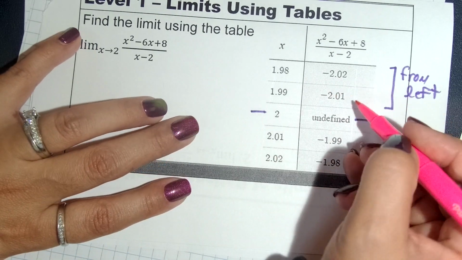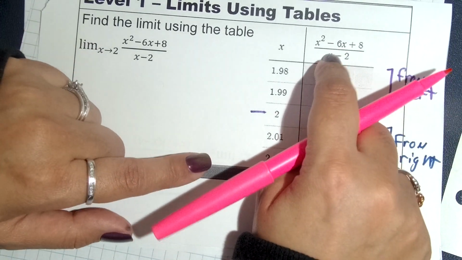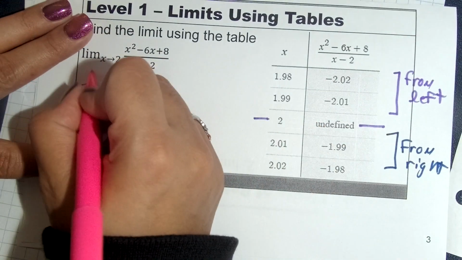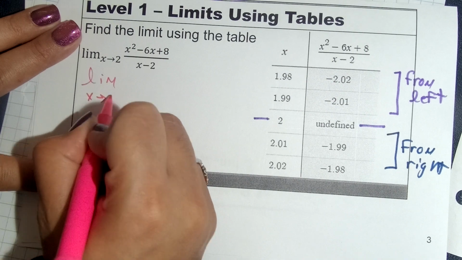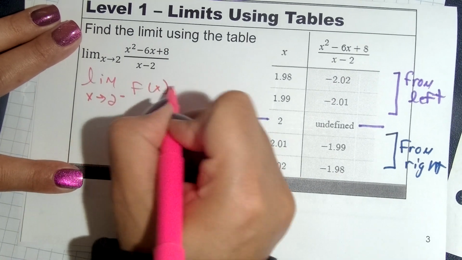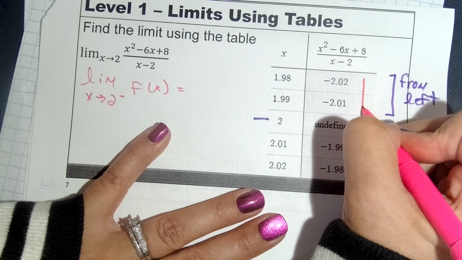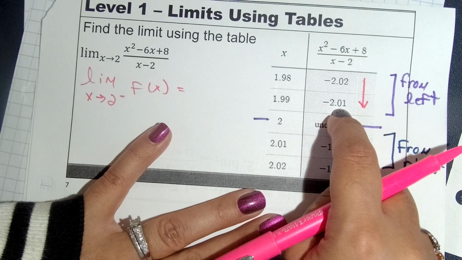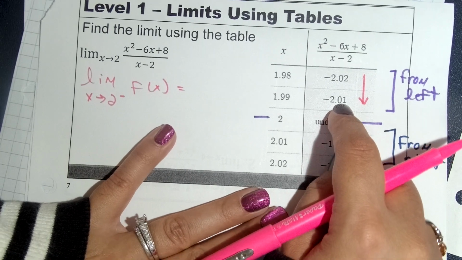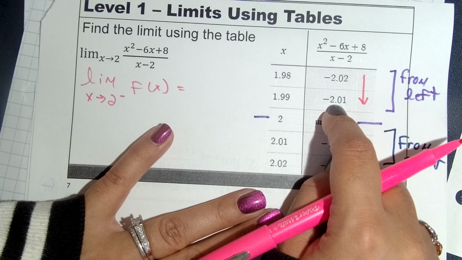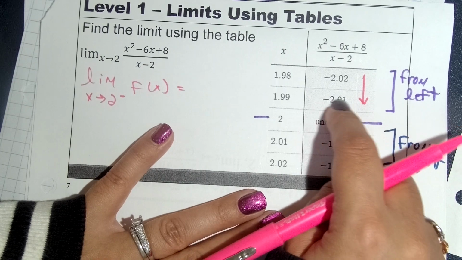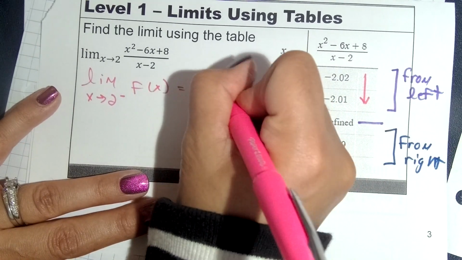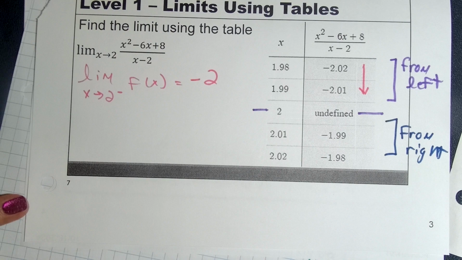So what you want to do is look at the y values to find the answer. We need the limit as x approaches 2 from the left of f of x. So if I go down here, what is this getting closer and closer to? What value is this? What does this round to? Negative 2. Can't just say 2. It's not just 2.